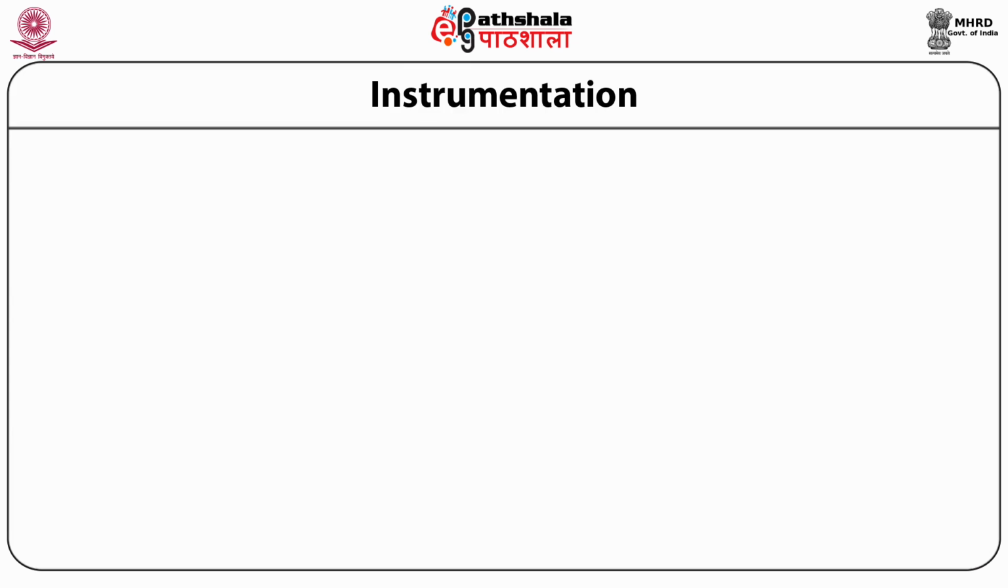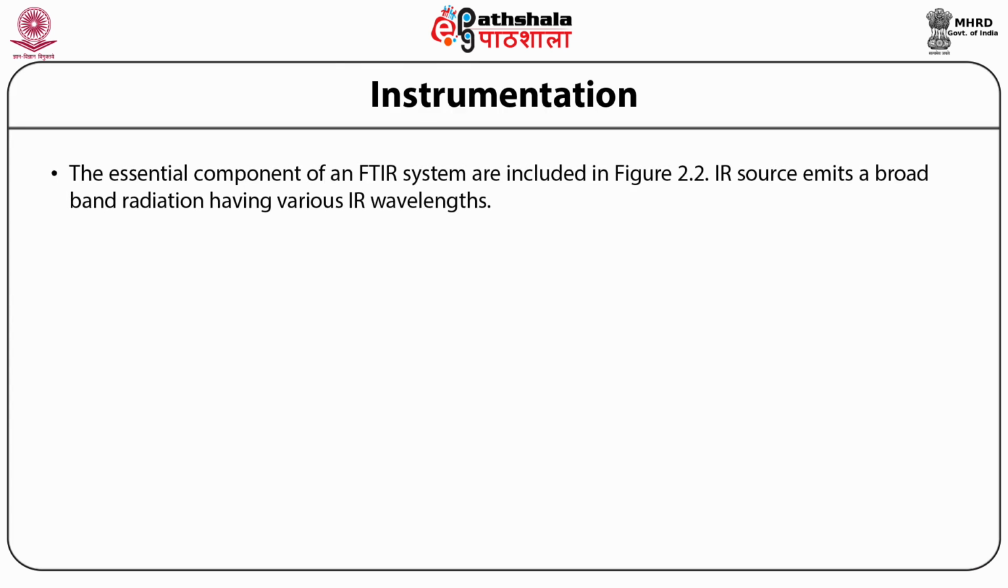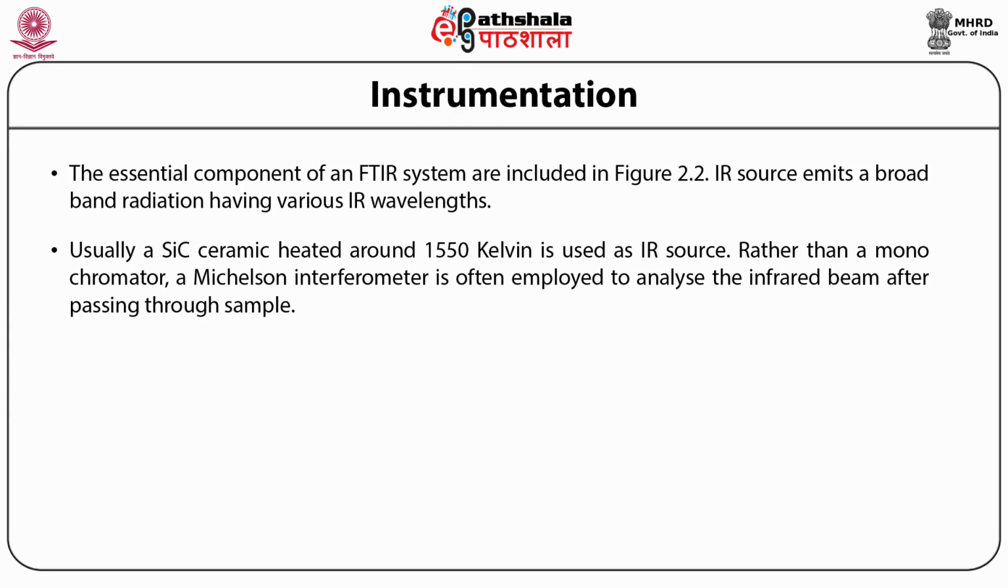Students, now let us see the instrumentation of the FTIR spectrometer. The essential components of an FTIR system are included in Figure 2.2. The IR source emits a broadband radiation having various IR wavelengths. Usually, a silicon carbide ceramic heated around 1550 Kelvin is used as the IR source.